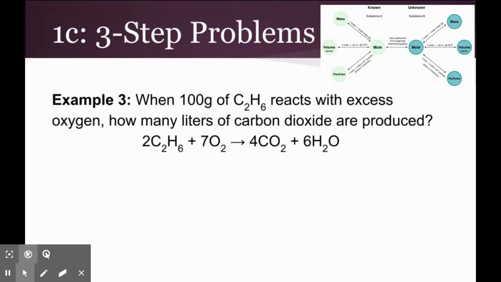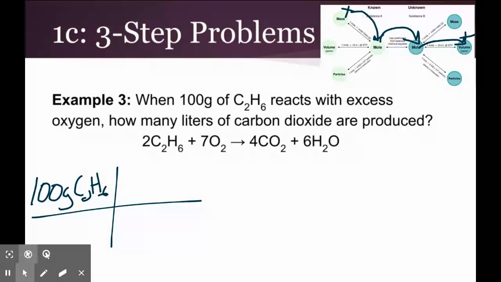Example number 3 says, when 100 grams of C2H6 reacts with excess oxygen, how many liters of carbon dioxide are produced? So we're starting off with mass of C2H6, and we want to find out the volume of carbon dioxide. So we're going to go from mass to moles of C2H6, then moles of C2H6 to moles of carbon dioxide, then moles of carbon dioxide to volume of carbon dioxide. So write your given information.